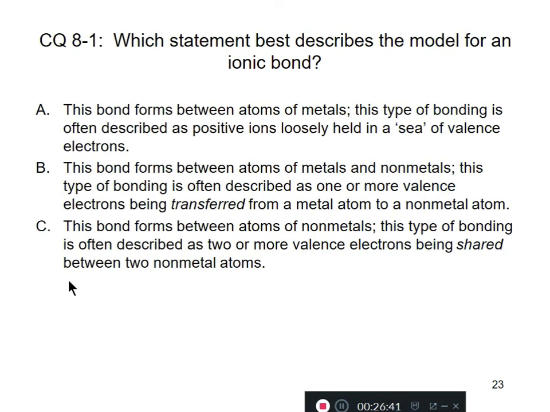Okay, so here's a couple of questions to wrap up. Which statement best describes the model for an ionic bond? Formed of atoms of metals, often described as positive ions loosely held in a sea of valence electrons. The bond forms between atoms of metals and nonmetals. This type of bonding is often described as one or more valence electrons being transferred from a metal atom to a nonmetal atom. Or it forms between atoms of nonmetals, described as 2 or more valence electrons being shared between nonmetal atoms. So which one of those is describing the ionic bond?